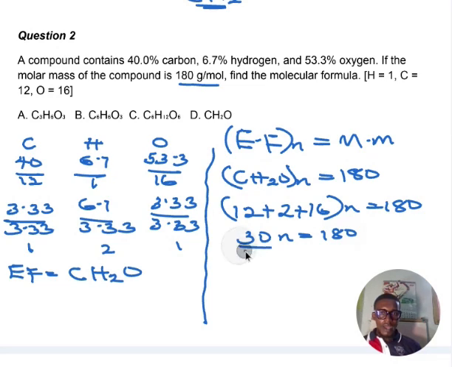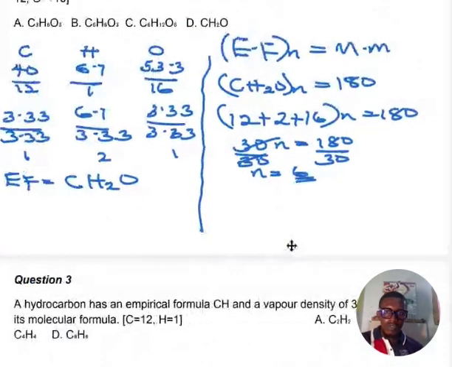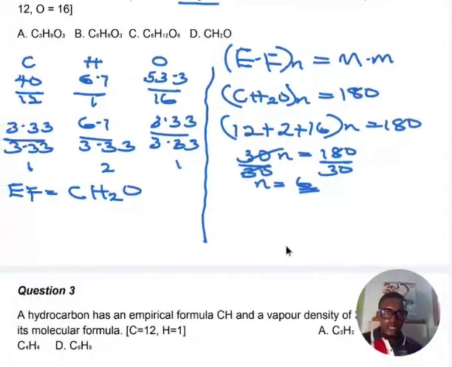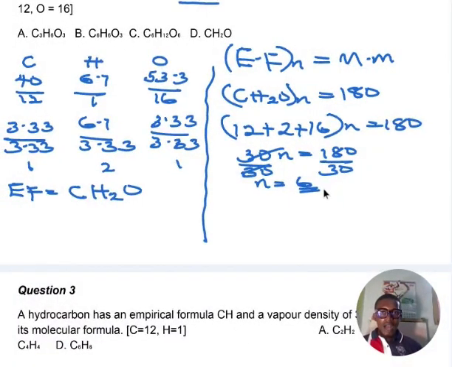Alright, so divide here by 30, divide here by 30. So literally, we are trying to get the value of N. So divide here, your N becomes equal to 6. Alright, scroll up a bit. Now, from here, having gotten this value of N, take this value of N and substitute it into this place. Okay, our N now is 6.